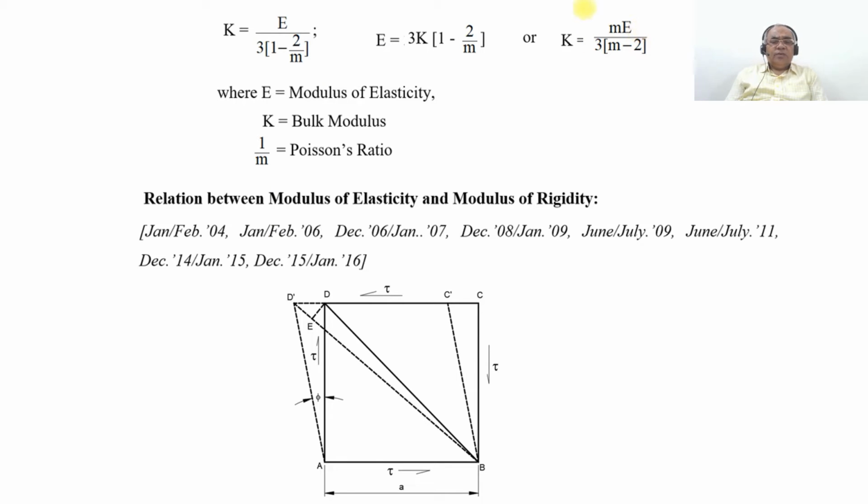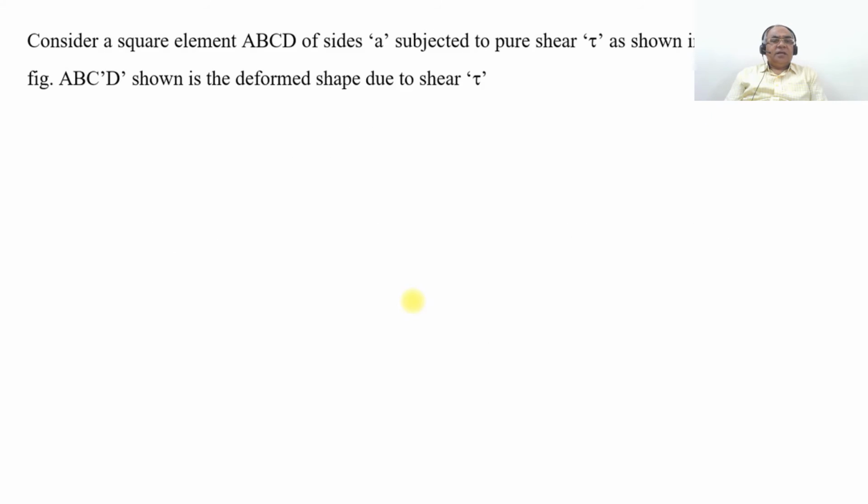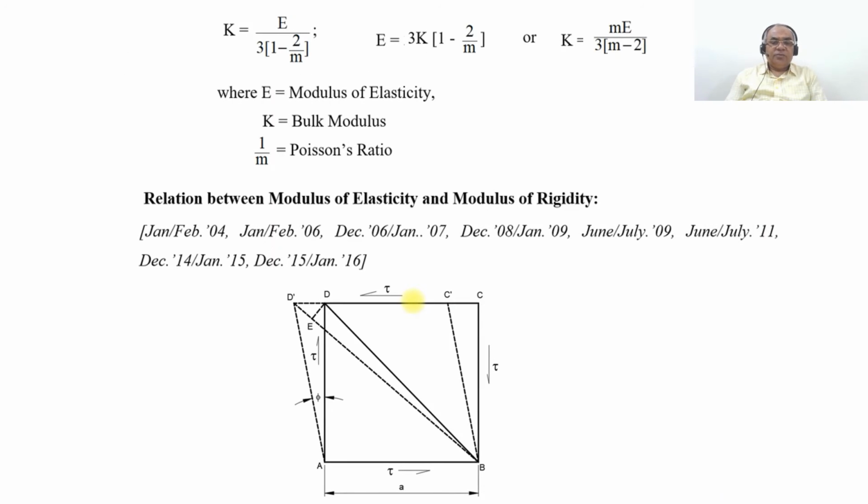So what is that? Consider a member ABCD subjected to shear stress, which is the complementary shear stresses, and here consider a square element ABCD of side A subjected to pure shear, which is tau, as shown in the figure. In the figure, A, B, C dash, D dash is shown in the deformed shape due to shear tau. When the tau is applied, since this edge is fixed, C is going to be displaced to C dash and D is going to be displaced to D dash.